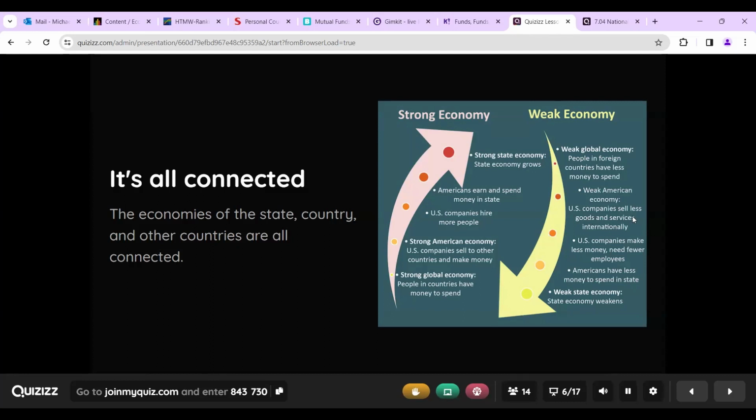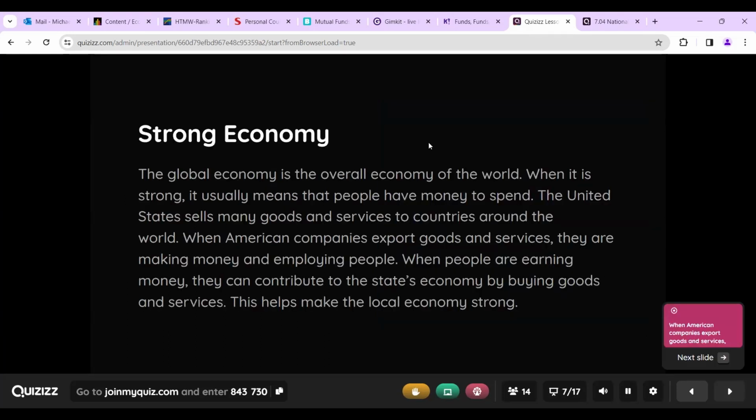Weak American economy: U.S. companies sell fewer goods and services internationally. U.S. companies make less money and need fewer employees. Americans have less money to spend in state. The state economy weakens. Strong economy, the global economy is the overall economy in the world.